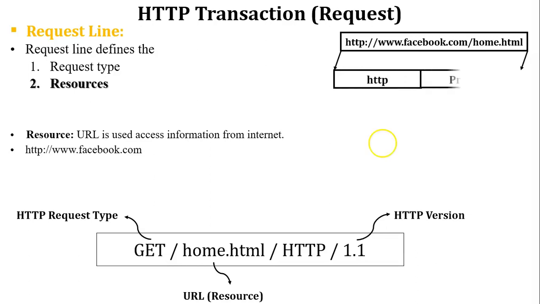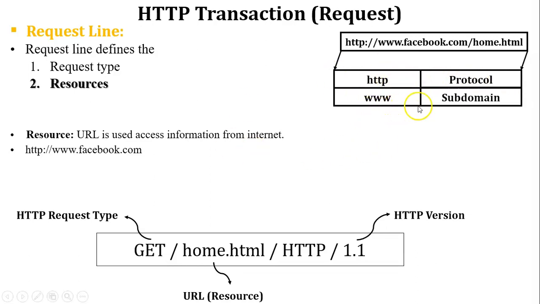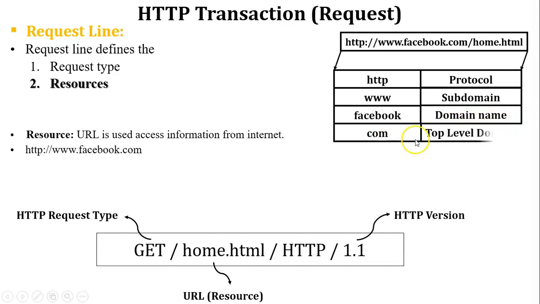The first component is HTTP. So it is the protocol. The next is www. It is the subdomain. The next one is Facebook. It is the domain name. And the next is .com. So it is the top level domain. And the last one is home.html. It is the file path. So here the home.html file is located on the facebook.com server.